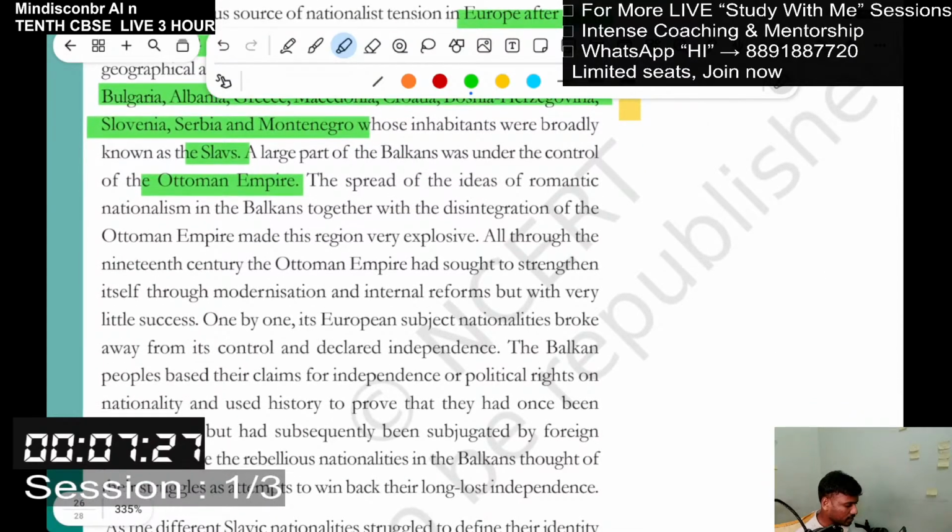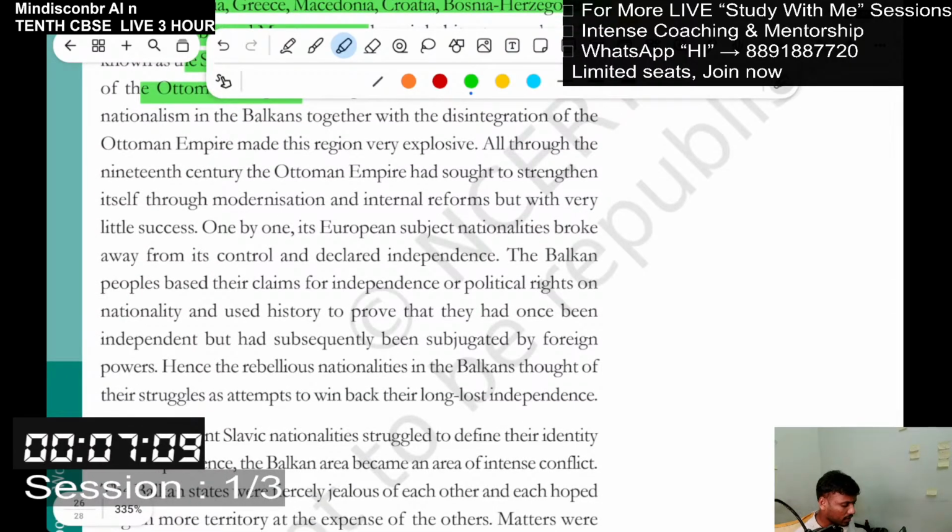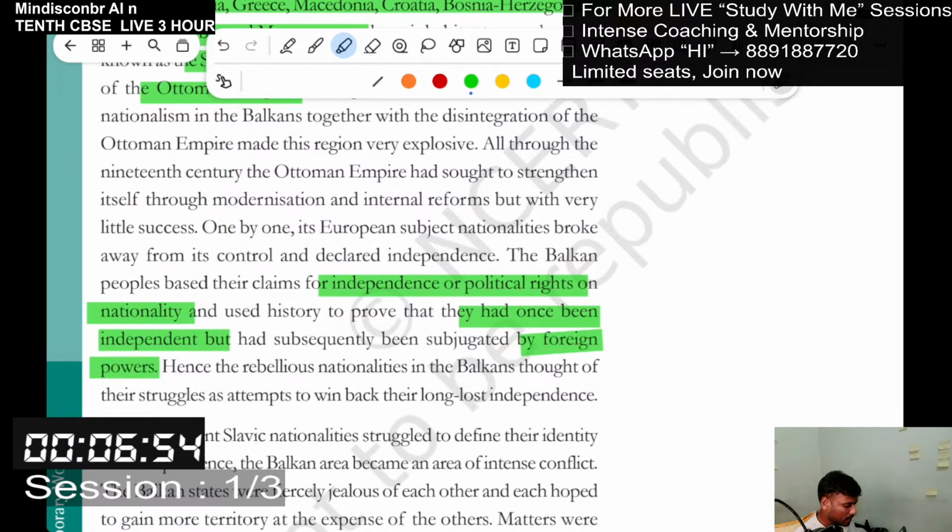Although the 19th century Ottoman Empire had sought to strengthen itself through modernization and internal reforms, it had very little success. One by one, its European subject nationalities broke away from its control and declared independence. The Balkan people based their claims for independence or political rights on nationality and used history to prove that they had once been independent but had subsequently been subjugated by foreign powers. Hence, the rebellious nationalists in the Balkans thought of their struggles as attempts to win back their long lost independence.